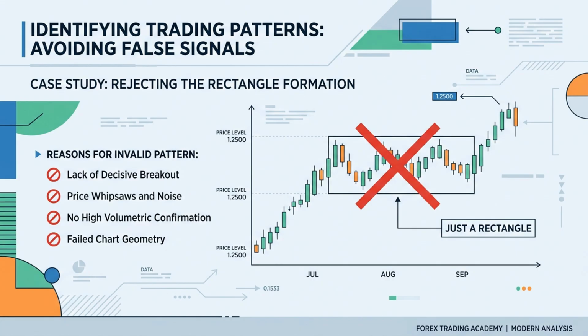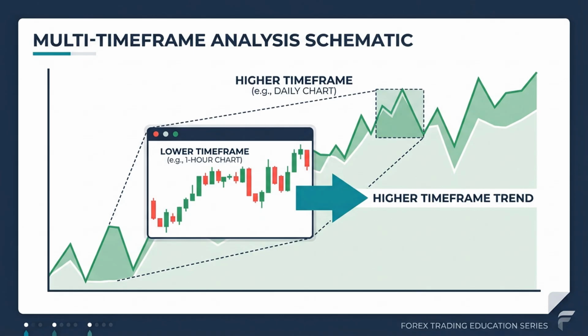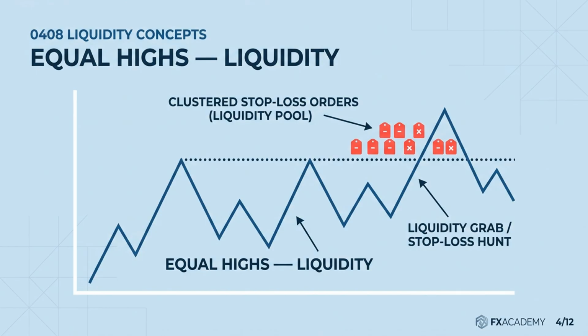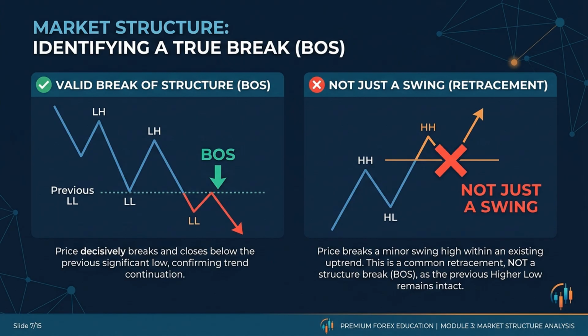But precision matters more than most traders want to admit. An order block without context is just a rectangle. You need confluence. Where is this zone relative to the higher time frame trend? Does it align with a previous area of liquidity, like equal highs or equal lows where retail stop losses are likely sitting? Is there a fair value gap inside the zone confirming genuine imbalance? Does the move originate from a clear break of structure, not just a random swing?